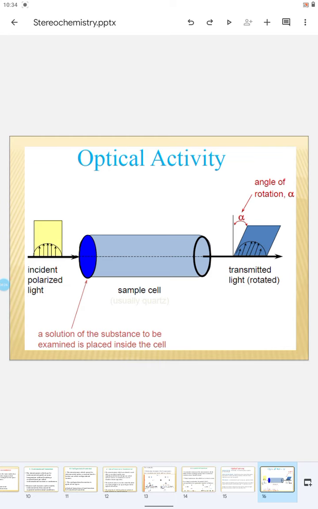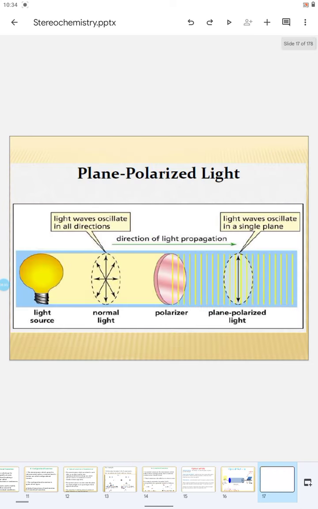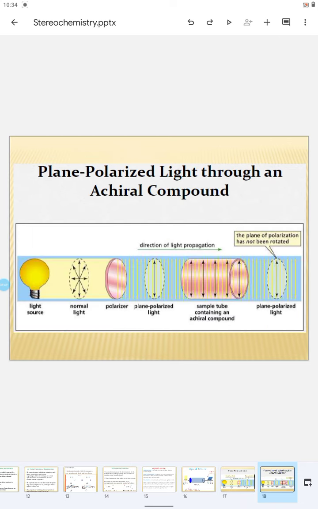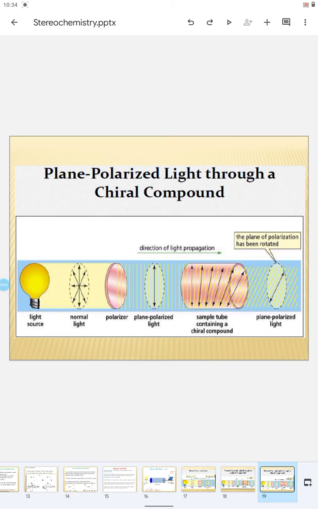This picture shows the experiment for optical activity. Okay, in this picture we can see the difference between normal light and plane polarized light. When the plane polarized light passes through an achiral compound, there is no change in the direction. Whereas when the plane polarized light passes through a chiral compound, the direction is either clockwise or anti-clockwise.